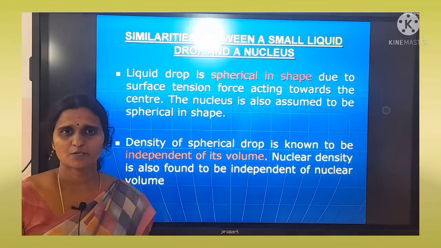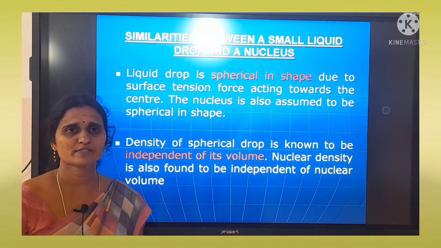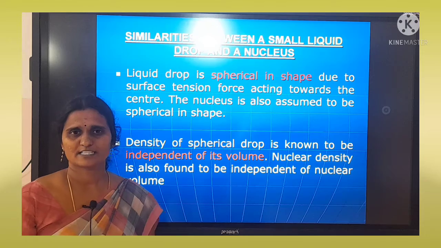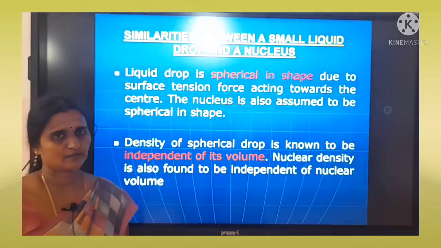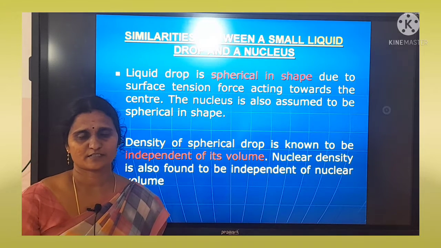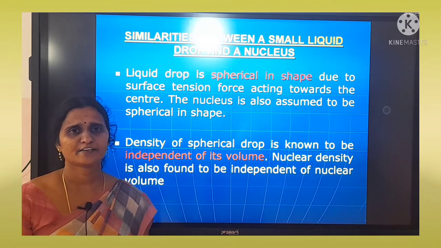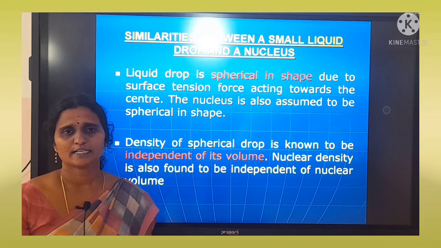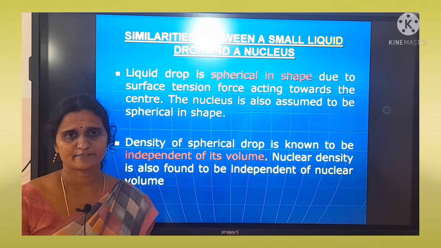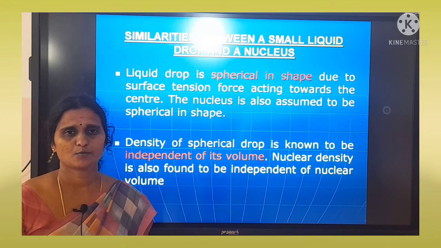A liquid drop is spherical in shape due to the surface tension force acting towards the center. Similarly, the nucleus is also spherical in shape due to the symmetric surface tension. Second, the density of the liquid is independent of its volume. So, the nuclear density is also independent of its volume.